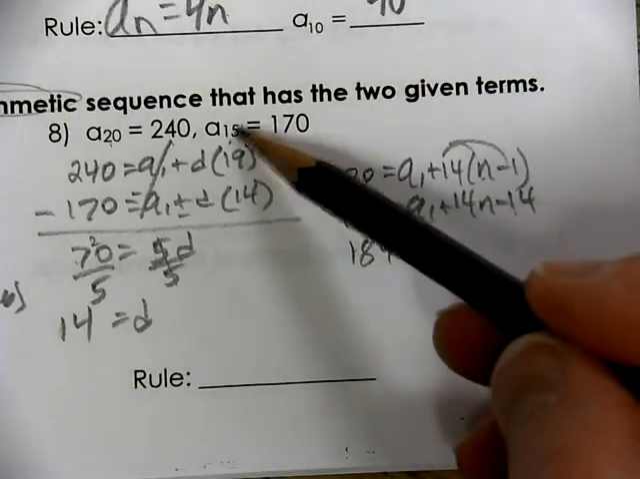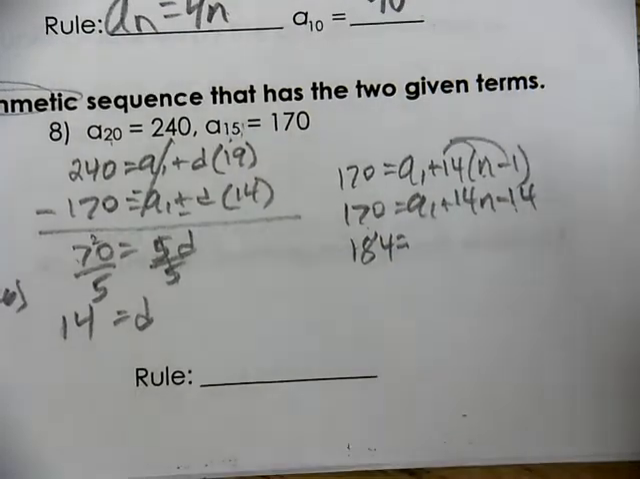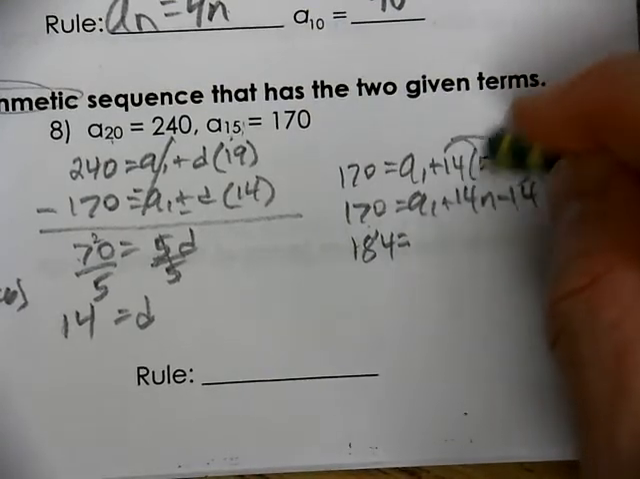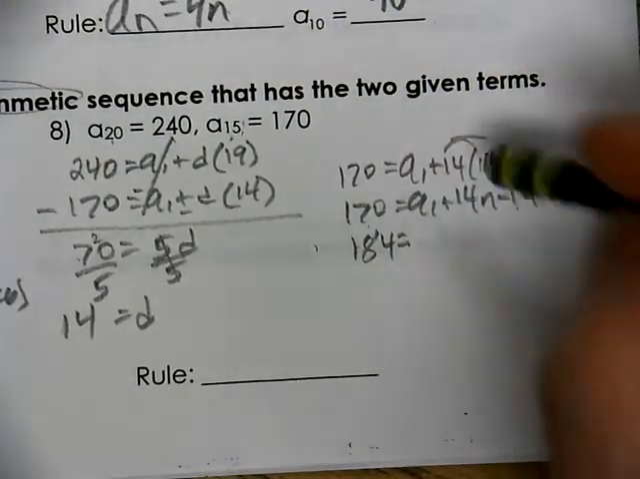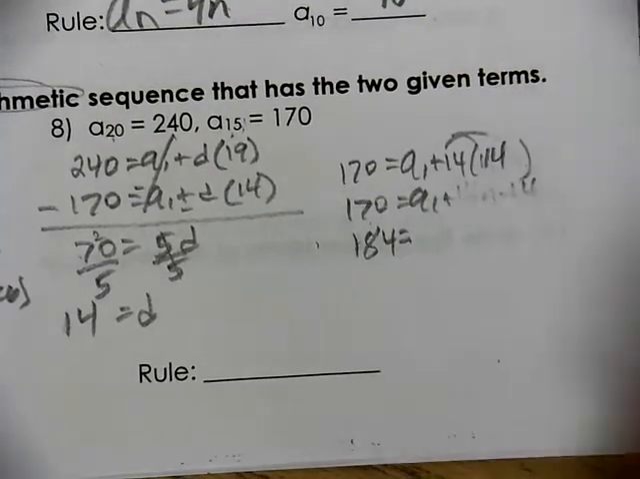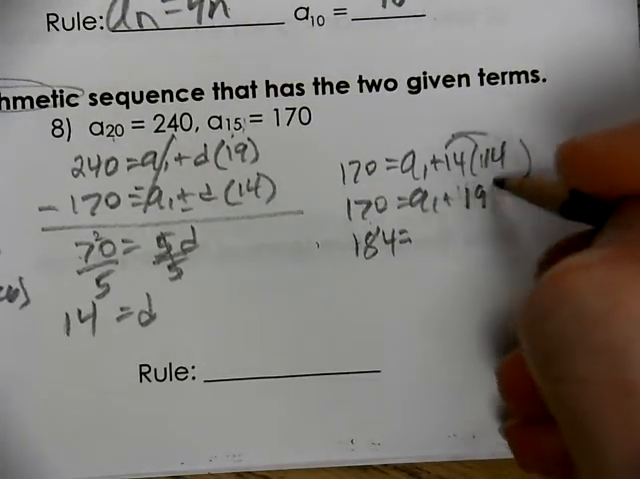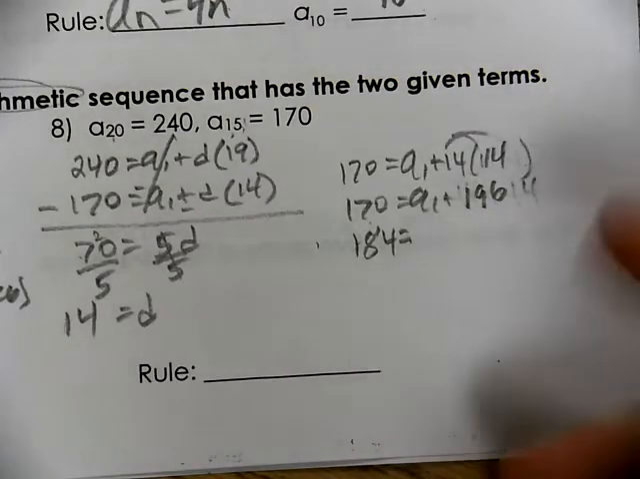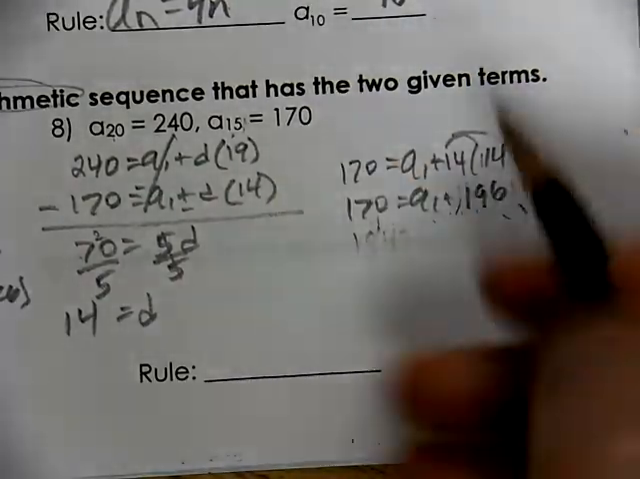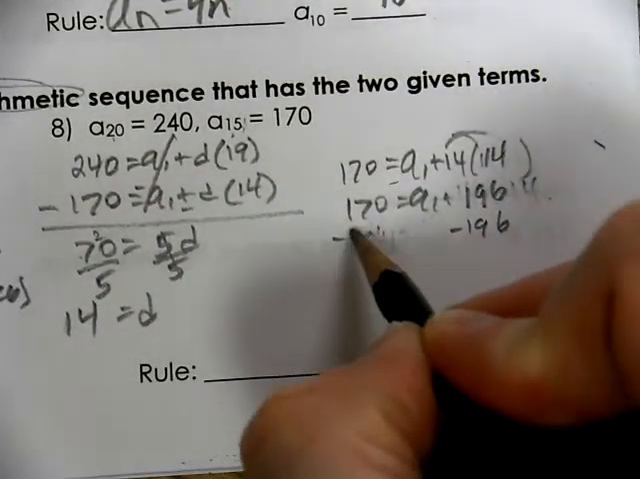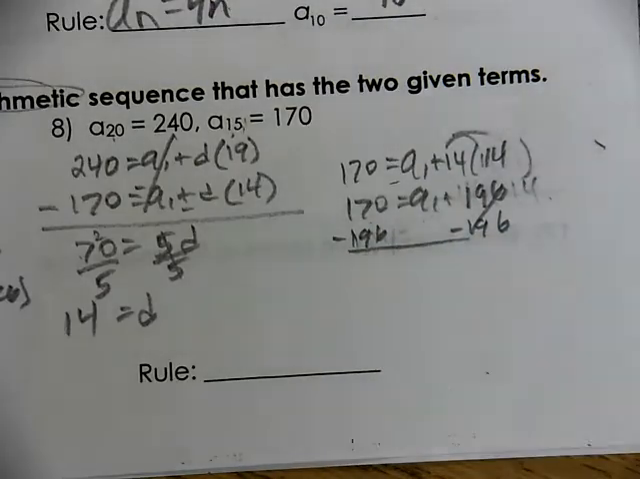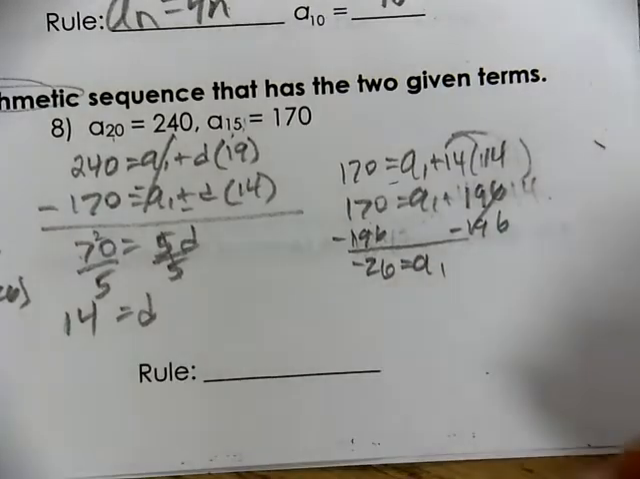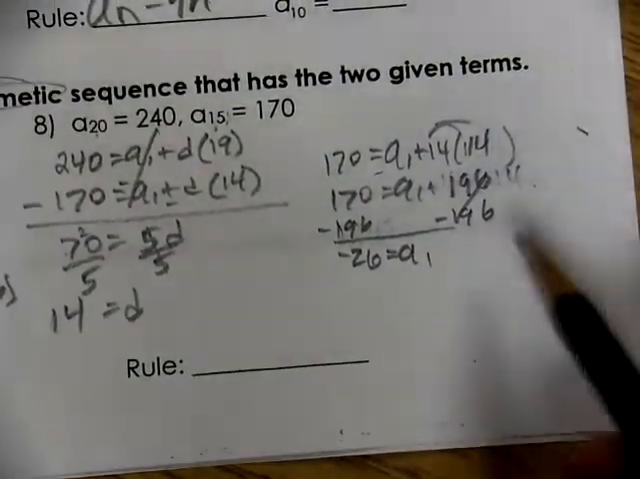I have n here, but we know what n is. N is 15. So 15 minus 1 is 14. This is 14 times 14, apparently. And we know 14 times 14 is 196. So we're going to subtract that across. We have 170 minus our 196. That gives us a negative 26. So that's our first term.